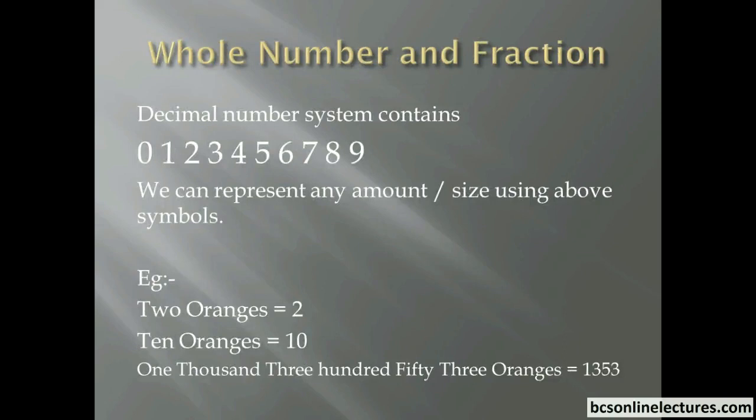Now let's see whole number and fraction. We can represent any amount, any size, any count using the above symbols. That is the nature of this number system. For example, we can represent two oranges. Let's say that I have two oranges and I want to write it down. How do I write it down? I write it down using the symbol 2. This symbol shows that there are two oranges. If there are 10 oranges, I write down 10. If there are 1,353 oranges, then I write down 1353. So anyone seeing this number can understand how many oranges there are.